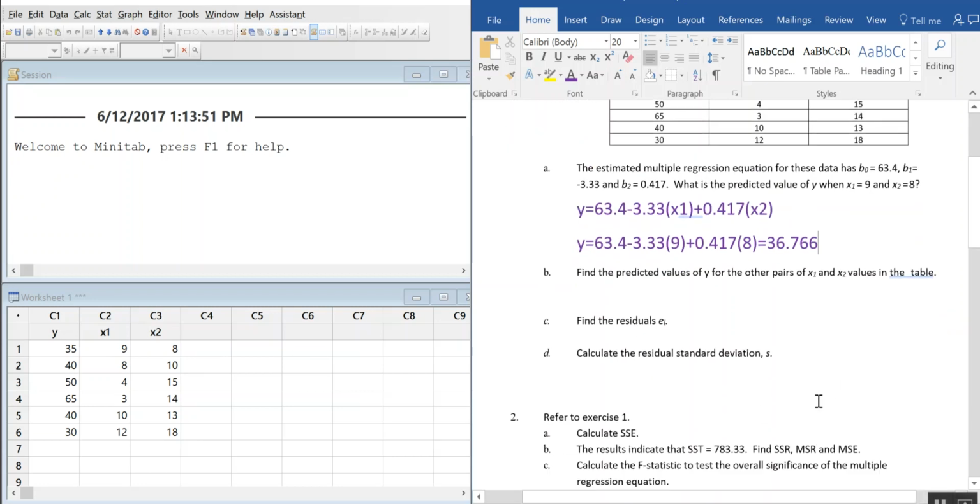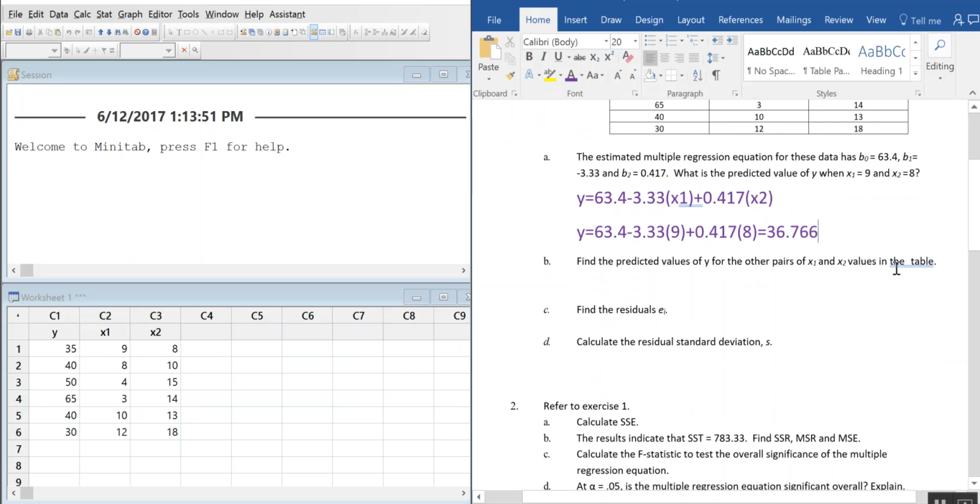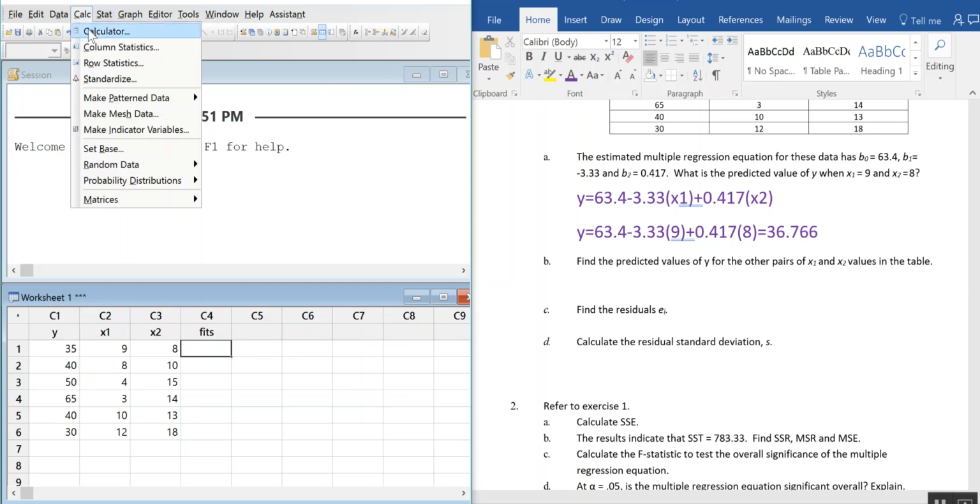Okay. The second thing they ask you to do is to find the predicted values for y for pairs of x1 and x2 for all the values in the table. And this is actually pretty easy to do using Minitab. We've done this once before using a single variable. This will be our first time doing it with two variables. So we're going to go up here and I'm going to call this fits because that's what its name is in Minitab. And I'm going to go up and hit the Calc menu and go to Calculator.